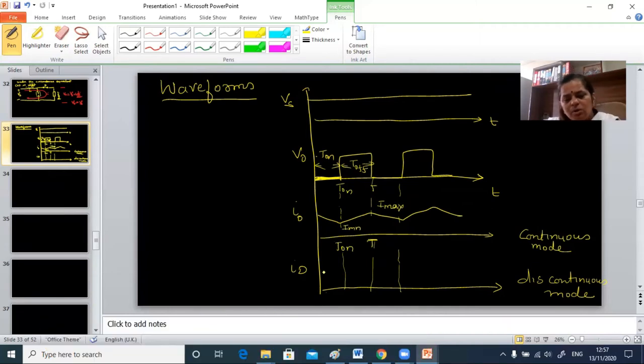If I talk about discontinuous mode, somewhere the current will be zero before the turn on time, then like this. Okay, this is TON, this is T. So in this case, I minimum will be zero. In the continuous case, I minimum will not be zero. Here I minimum cannot be zero. So these are the waveforms.